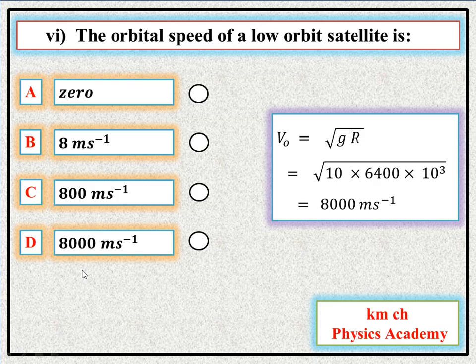The orbital speed of a low orbit satellite, that is which is very near to the surface of the earth, will be approximately 8000 meter per second. So we will opt this option and we will fill the circle in front of it with black ink.